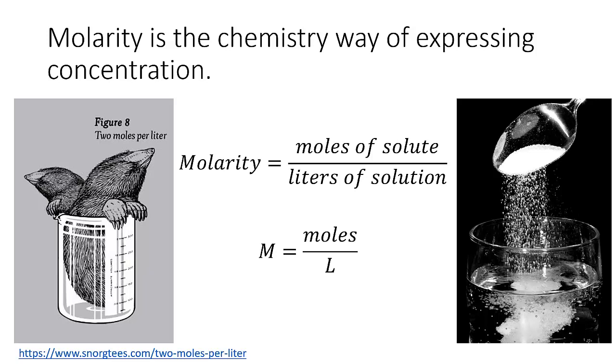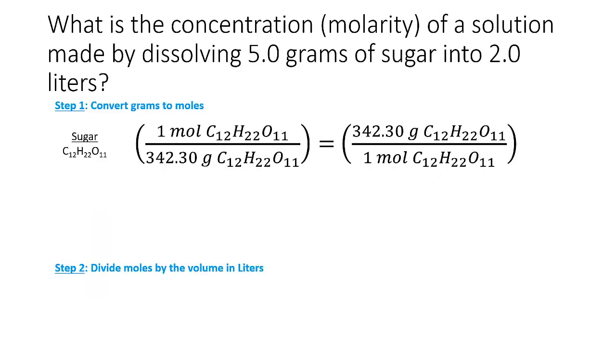Now you can express concentration in many different ways, but molarity is the most common way of expressing concentration for chemistry. You also have other things such as parts per million, that kind of thing. But this is the most common, so this is what we're going to look at today. So let's do an example together. The question might look something like, what is the concentration of a solution made by dissolving 5 grams of sugar into 2 liters? So in this case, we're going to convert grams to moles.